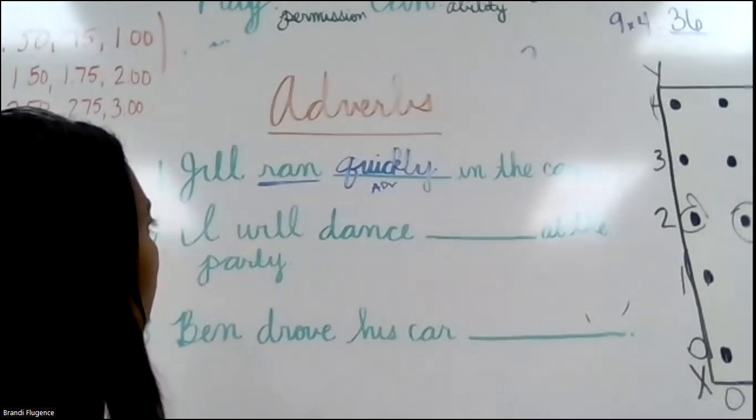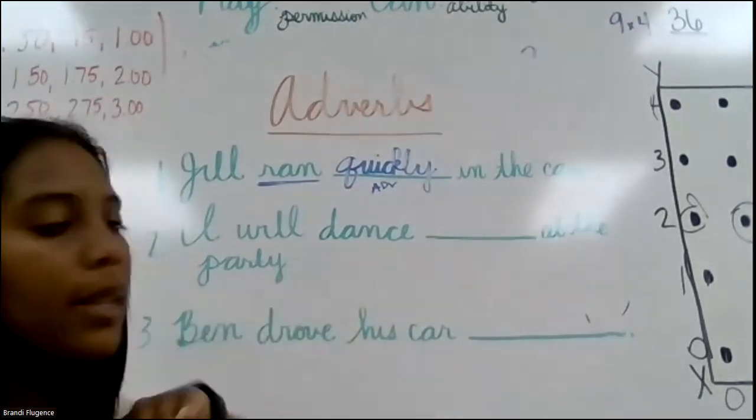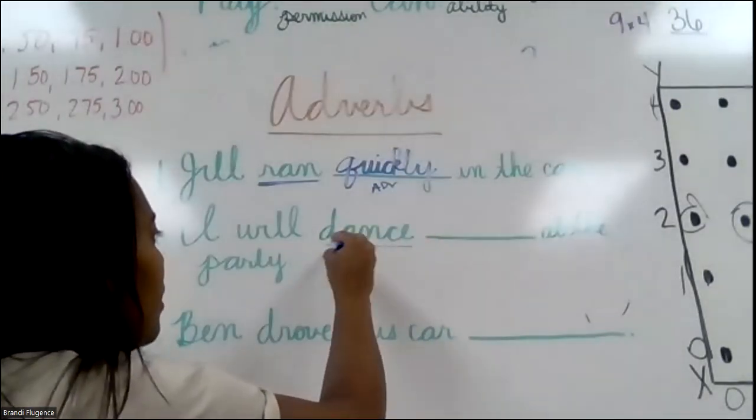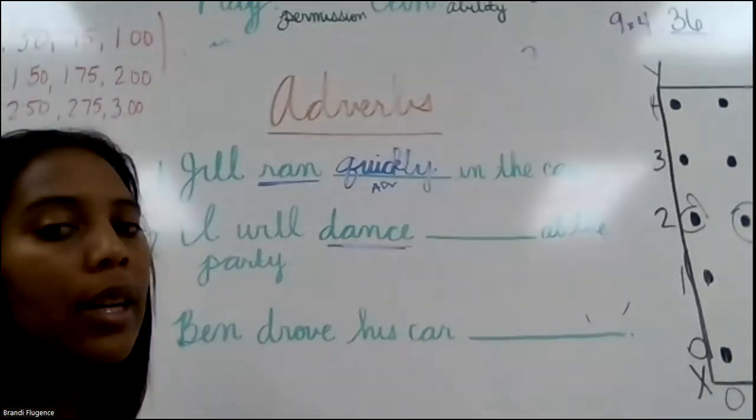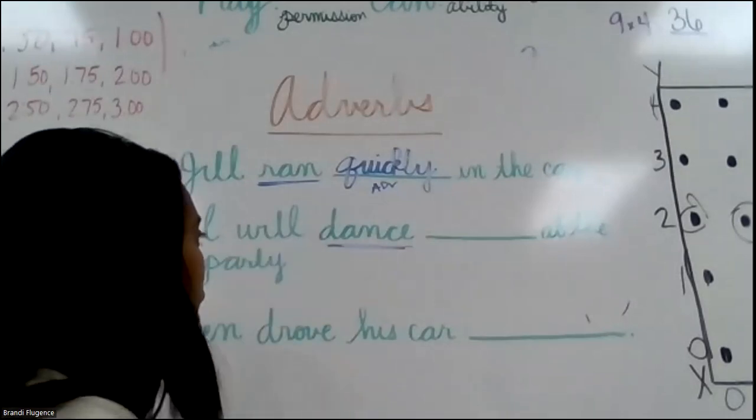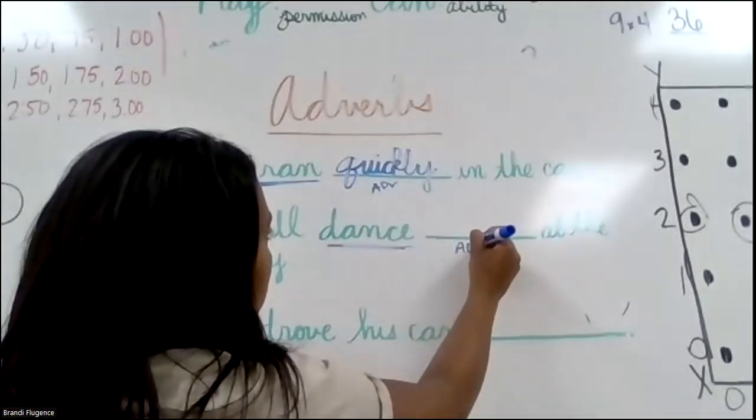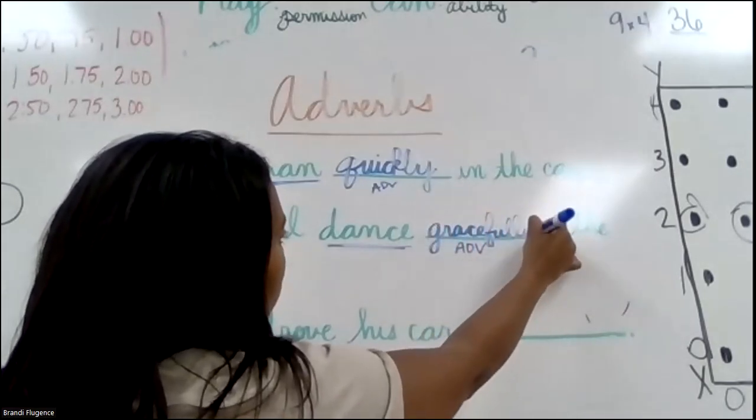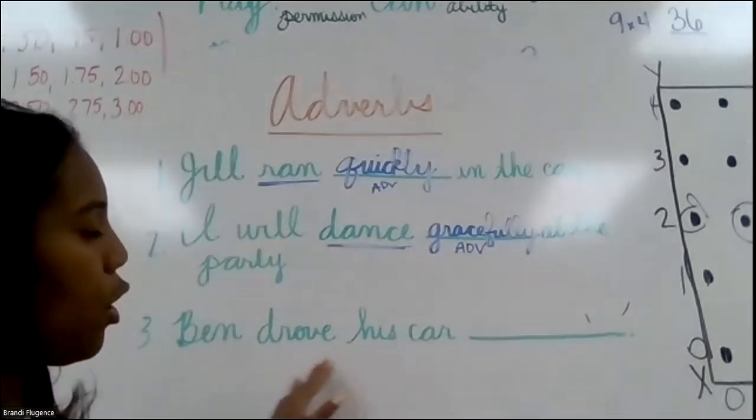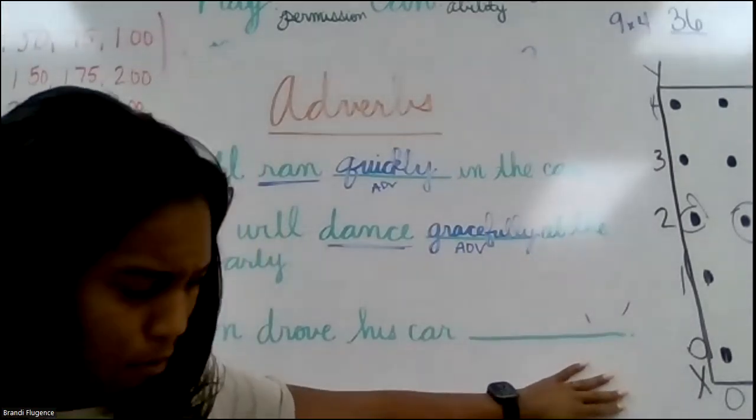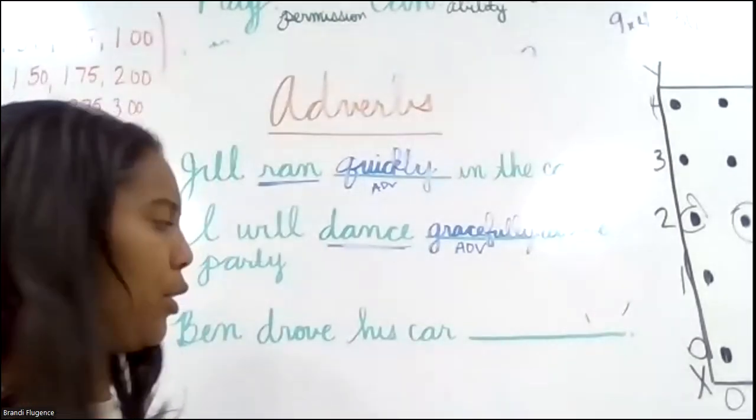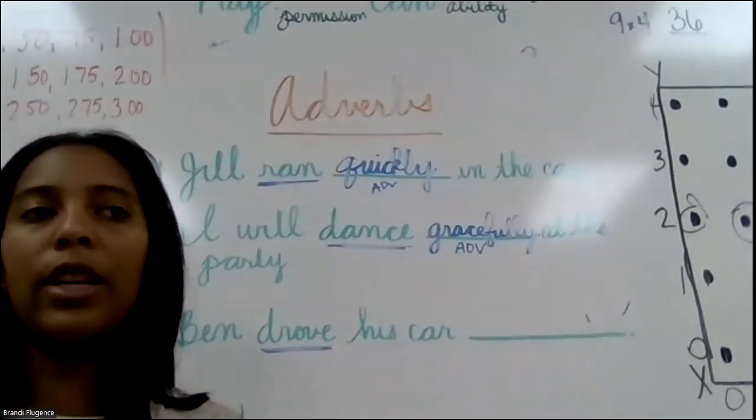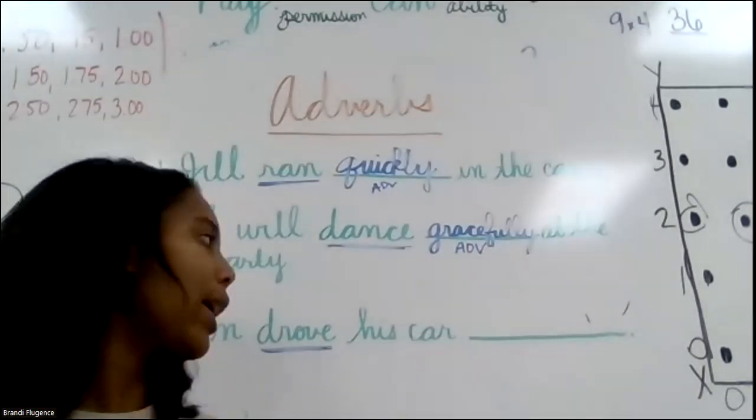Okay, next one. I will dance blank at the party. What's an adverb we can use to describe the verb dance? I will dance gracefully at the party. This is our adverb, gracefully. Okay, last one. Ben drove his car. What's an adverb we can use to describe the verb drove? Ben drove his car recklessly.